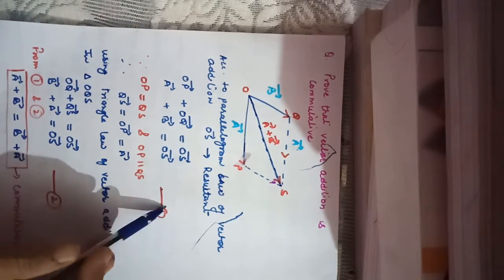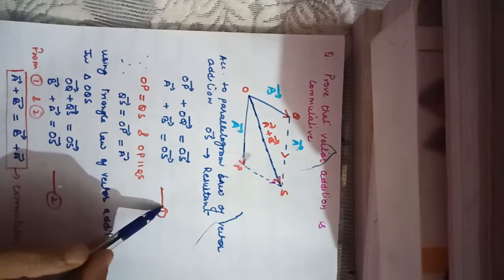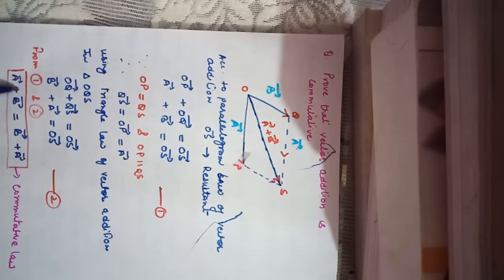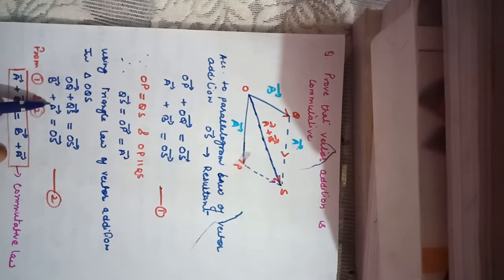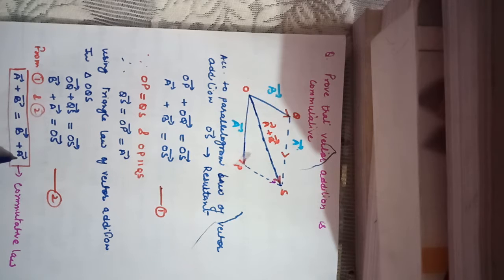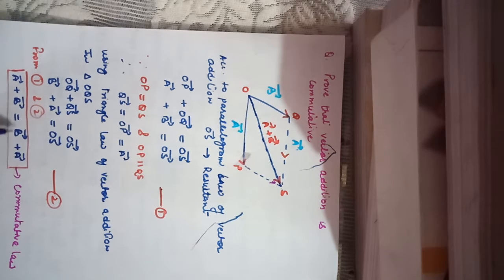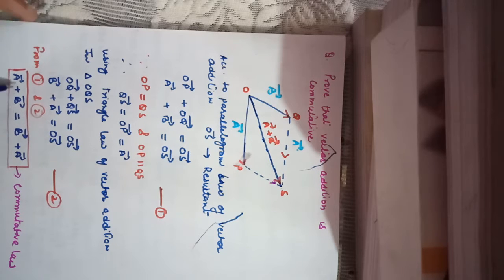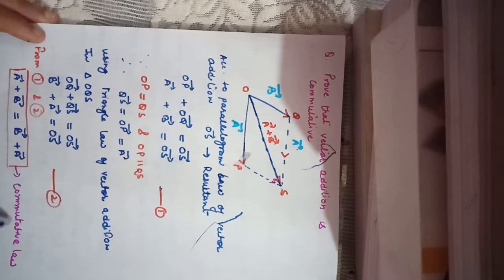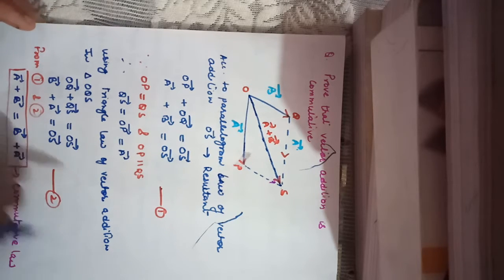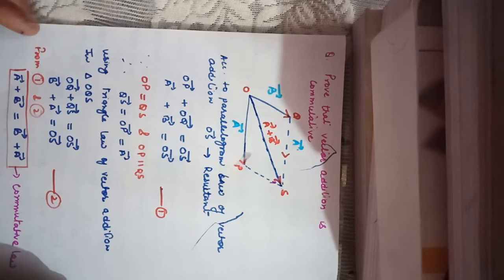Now equate these two equations. When you equate these two equations, what are you getting? From here, A plus B is equal to B plus A. So in this kind of addition, you can replace the position of the vectors. This type of identity is called the commutative law of vector addition. So this is the commutative law of vector addition.